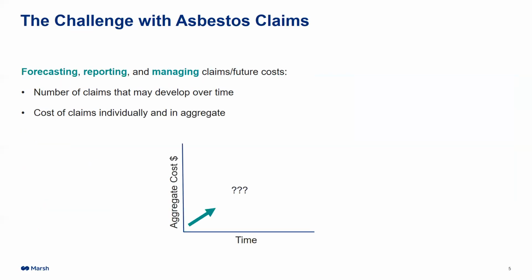So what's the challenge with asbestos claims? The bottom line, it's really about forecasting and managing what we believe the future costs are going to be. So we may have a good sense of today, the number of claims that are in. We may even have a sense of what's been in the past in terms of claims. The real question is, what's the future look like? So how are these claims going to develop over time? And the two factors are really what's the number of claims, and then from a cost perspective, how do those individual claims play out individually and in the aggregate? So as we look forward into the future, the big question is, where does this go? Next slide.